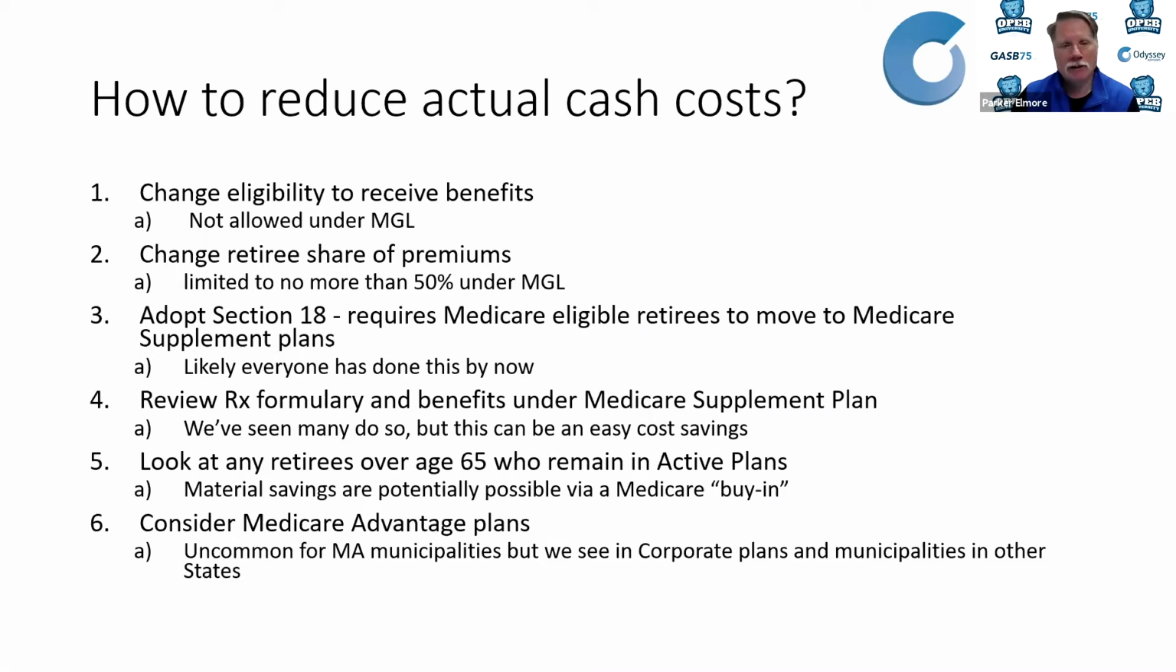Well, here's the thing. In Massachusetts, you are limited in terms of what you can do versus what we do in other states. So changing the eligibility to receive benefits: in Massachusetts, that's state law under Mass General Law, so you can't do anything about that. In other states, we might change it to age 62 and 25 years of service. We might eliminate benefits for spouses or children or people hired before certain dates.